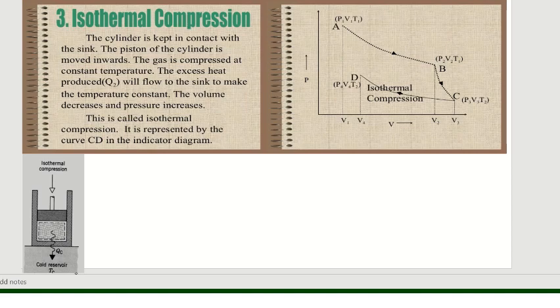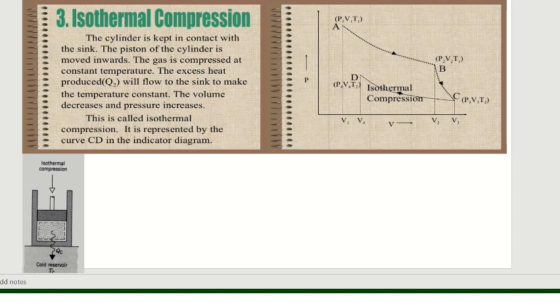So as I have said, AB is the isothermal expansion, BC is the adiabatic expansion, and CD is the isothermal compression. In isothermal compression, pressure is going to increase from P3 to P4, volume is going to decrease from V3 to V4, and temperature remains constant because it is an isothermal compression.